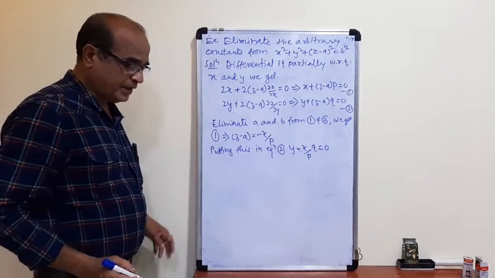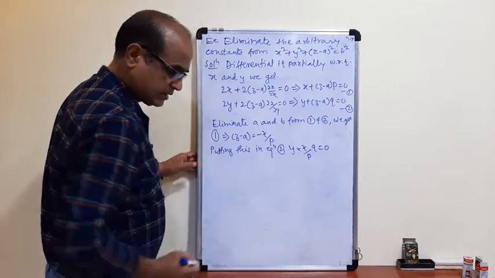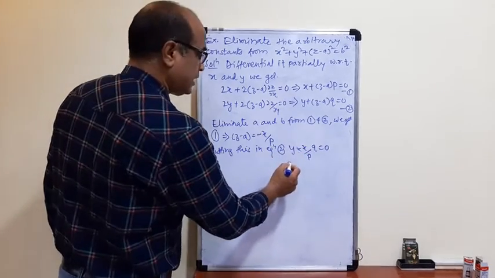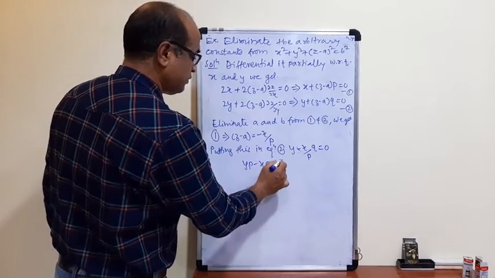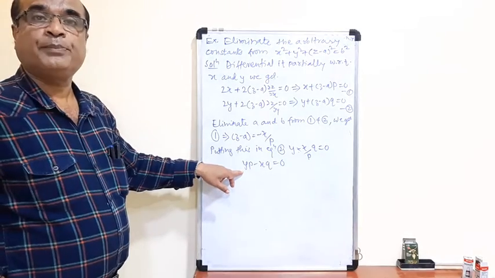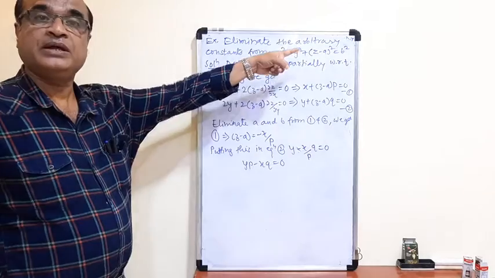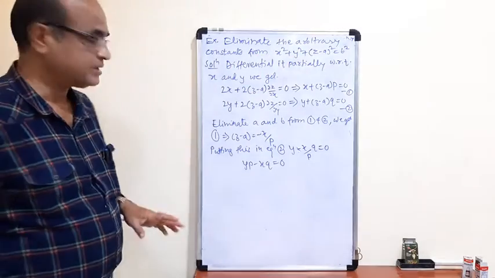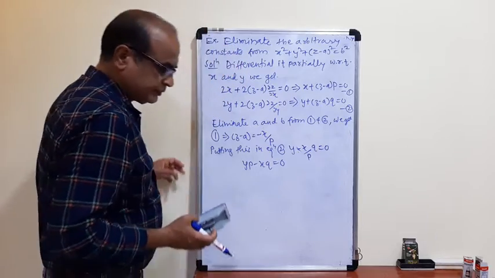So then this becomes yp minus xq is equal to 0. So this is the required partial differential equation by eliminating the arbitrary constants a and b. So this is the required partial differential equation. The example is very simple here.